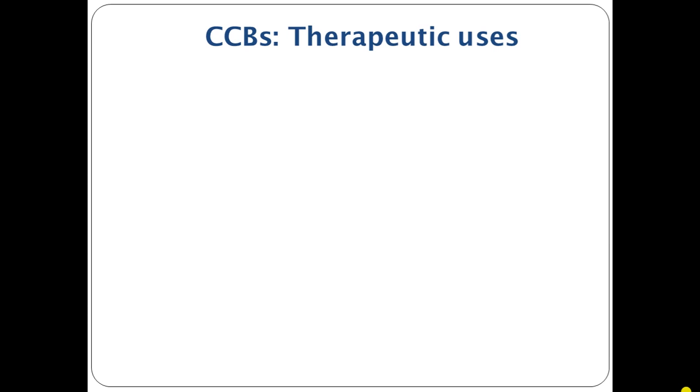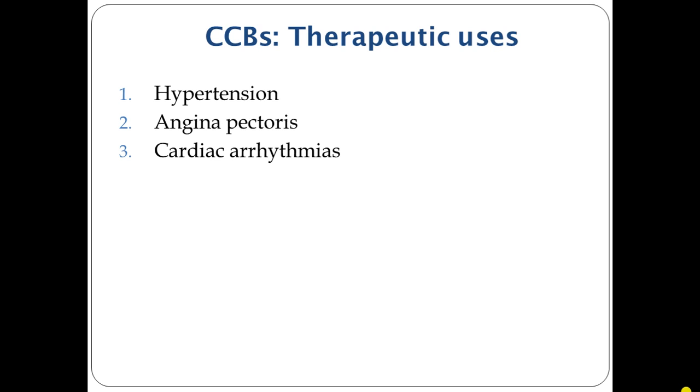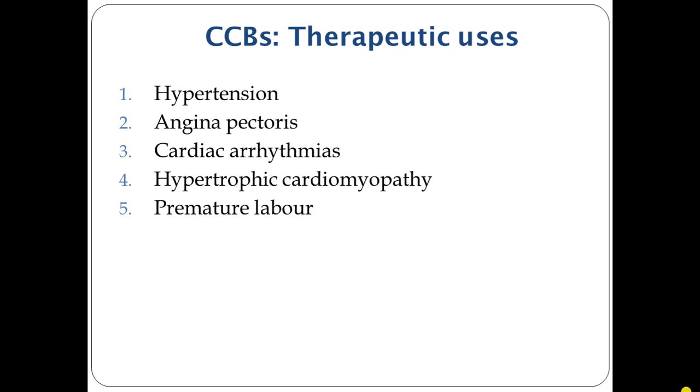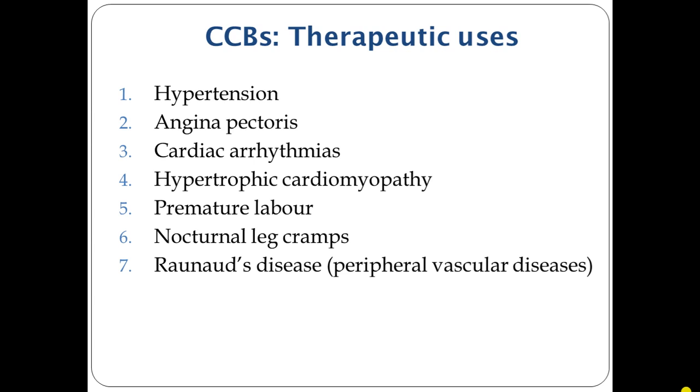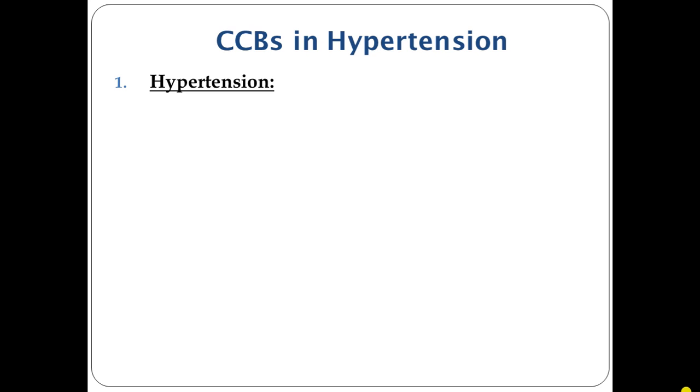Now we come to the therapeutic uses of calcium channel blockers. First use is hypertension. Second is angina pectoris. Third is cardiac arrhythmia. Fourth is hypertrophic cardiomyopathy. Fifth is premature labor. Sixth is nocturnal leg cramps. Seventh is Raynaud disease, which is one of the peripheral vascular diseases. Now we see each of them in detail. First use is hypertension.